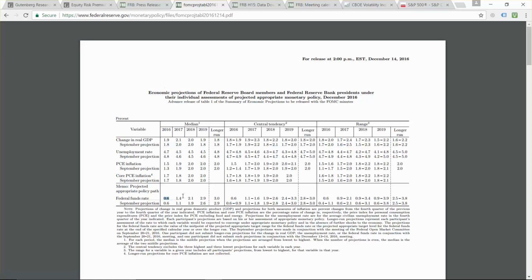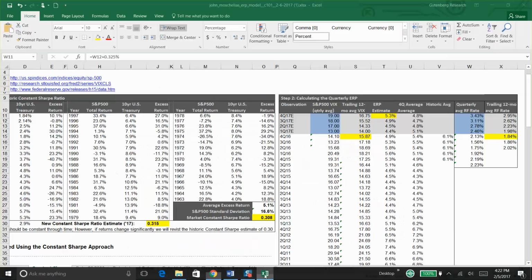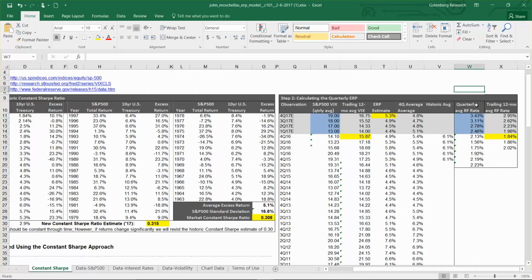And so how do I decide that there's going to be 3 increases next year? I just divide 80 by 25 basis points. So I'm saying that if they continue to step up at a quarter percentage point at a time, then they will reach 75 basis points, which is close enough to 80. So that's how those estimates work. And you can see they actually have longer term estimates in here as well. So if you want, you can bring your equity risk premium estimates out further along than just the end of 2017. So that gets me to the 80 basis points.